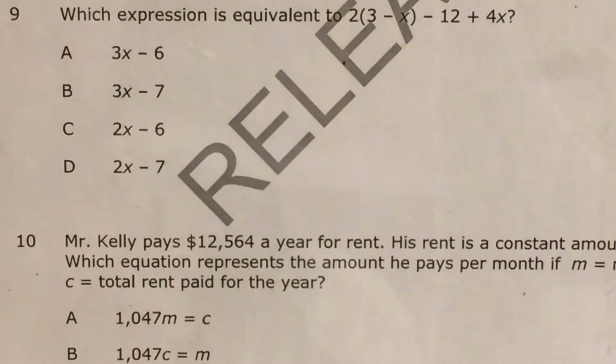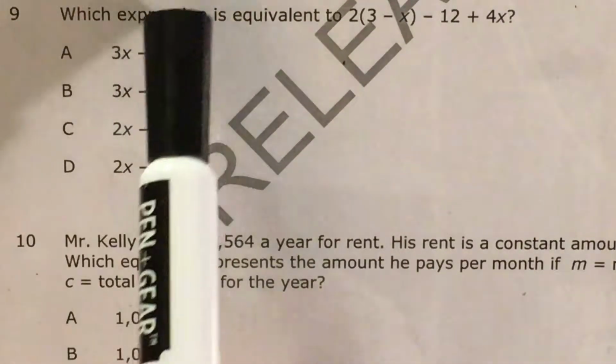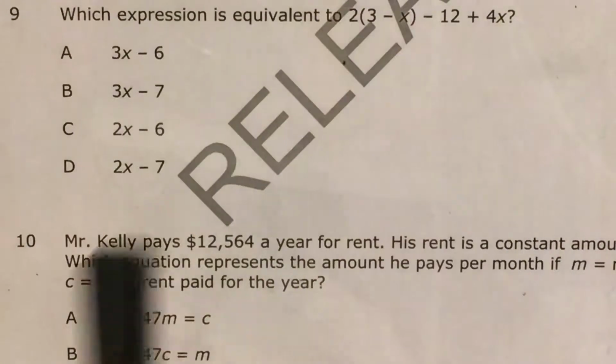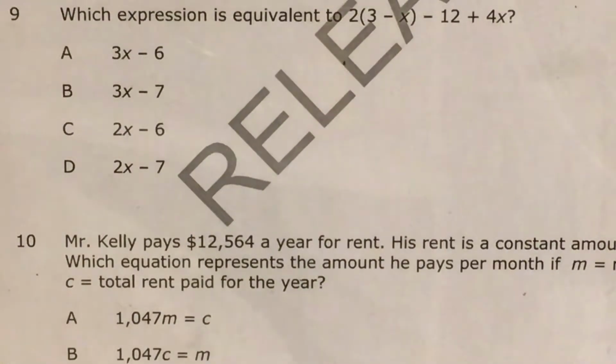This is Mr. W. Today we're going to tackle question 9 in the 7th grade math questions that North Carolina released this past school year. We can see that we're just being asked to find which expression is equivalent to all of this. It looks pretty monstrous, but we'll make it through.